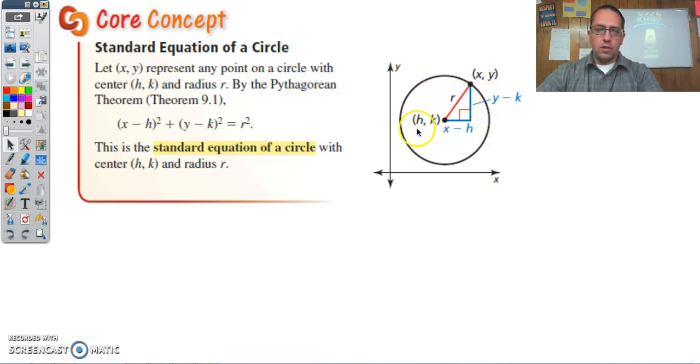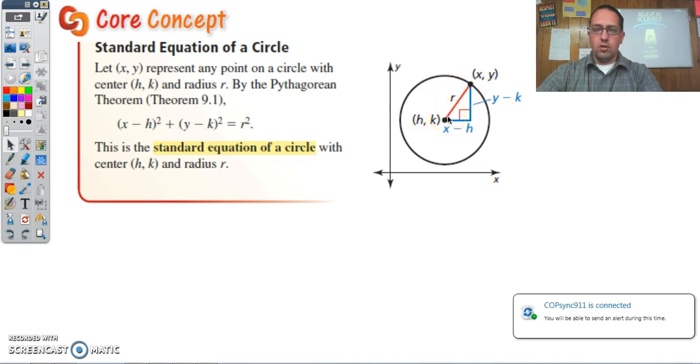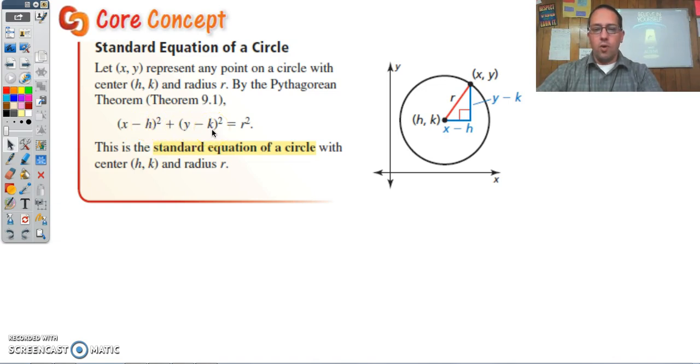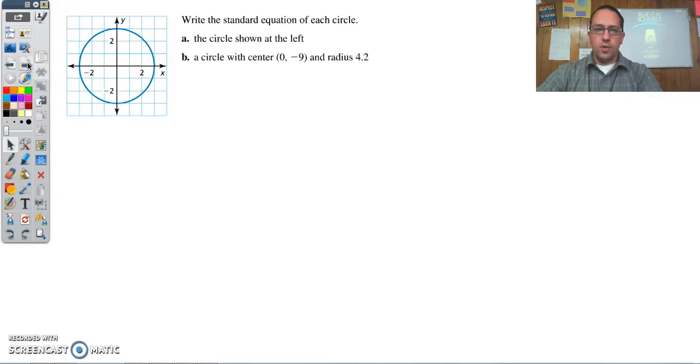And so the way this works, h and k is the center of your circle, and the radius is r. So whatever circle it is you want, this is the formula: (x minus the x value of the center) squared plus (y minus the y value of the center) squared equals the radius squared. All right? So let's take a look at a couple of these.